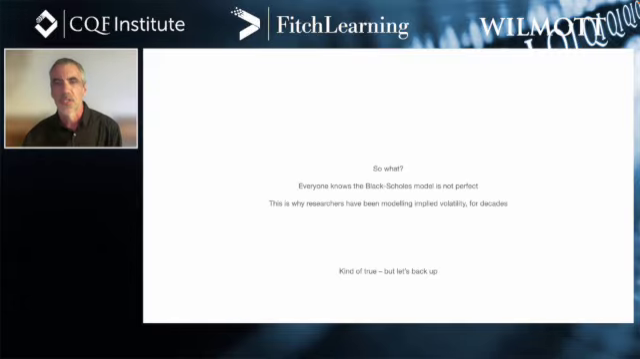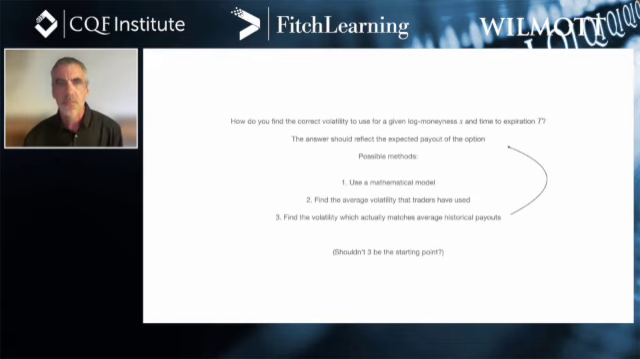And again, I can hear everyone saying, so what? Everyone knows the Black-Scholes model is not perfect. This is why researchers have been modeling implied volatility for decades. And that's kind of true. But let's back up. How do you find the correct volatility to use for a given log moneyness x and time to expiration t? Well, the answer should reflect the expected payout of the option.